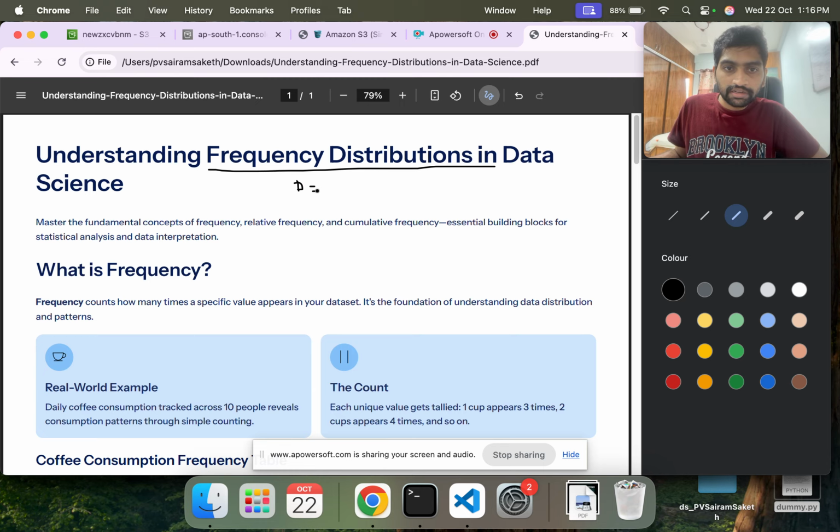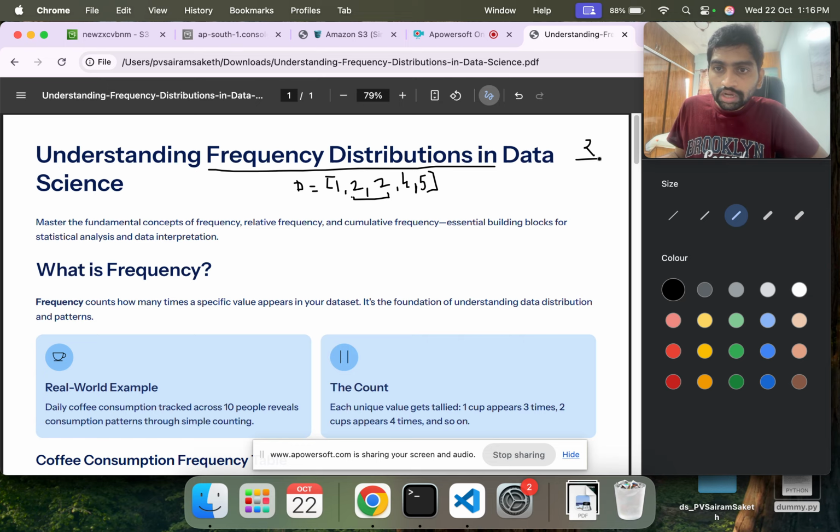Let's say we have 1, then we have 2, then here we have 2, then we have 4, then here we have 5. So now you can see that this 2 is repeated twice. This frequency distribution of data tells how much percentage of this 2 is present in our data. So let's say this 2 is present twice.